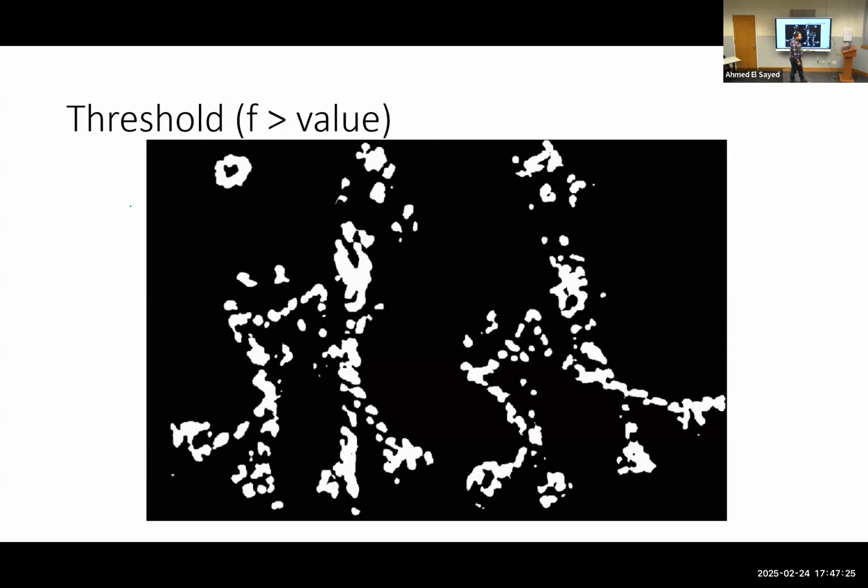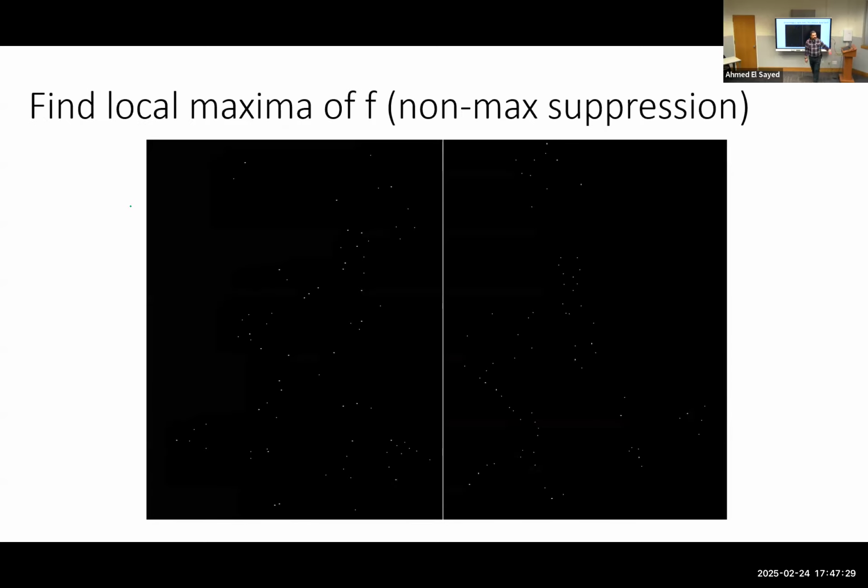Not maximum suppression. Find the maximum direction. Okay? We calculate the magnitude and the angle. Then we go to the direction of the angle. The non-maximum suppression to find exactly the maximum points. Okay? This maximum point is our corner.